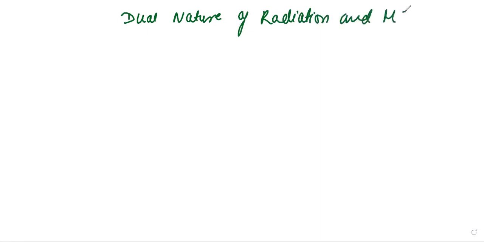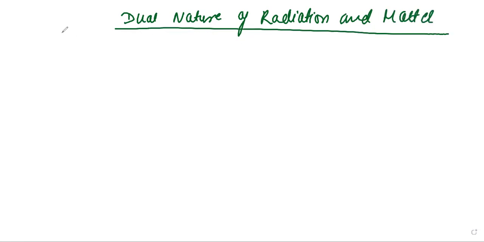So today we will be studying about dual nature of radiation and matter. Today's topic is dual nature of radiation and matter. Today is part 3 of dual nature. So let's see the next question, that is question 18.